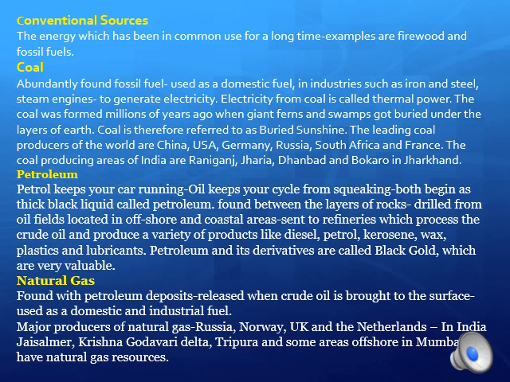Then comes petroleum. Petroleum is also known as black gold. Petroleum means rock oil and is found between the layers of rocks in the form of a thick black liquid. Petroleum in its raw form is called crude oil, which is drilled from the oil fields located in the offshore and coastal areas. The major petroleum producing countries in the world are Iran, Iraq, Saudi Arabia, and Qatar. The major advantage of petroleum is that it can be easily transported in tankers.